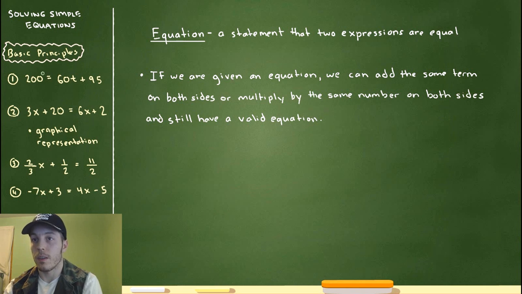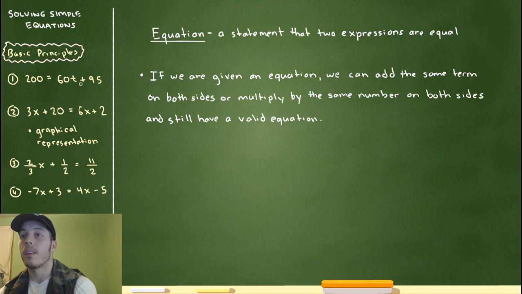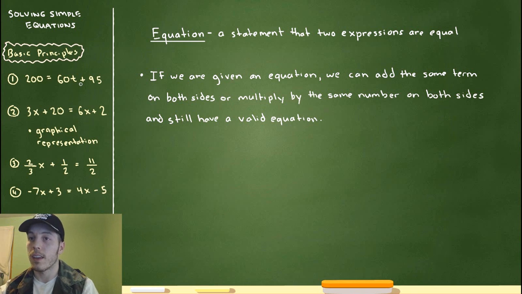We have here 200 is equal to 60t plus 95. The number 200 is an expression. It expresses the number 200. And over on the right side, we have 60t plus 95. That's an expression by itself as well. And when you set these expressions equal to each other, that creates an equation. So it's the equality of two expressions.